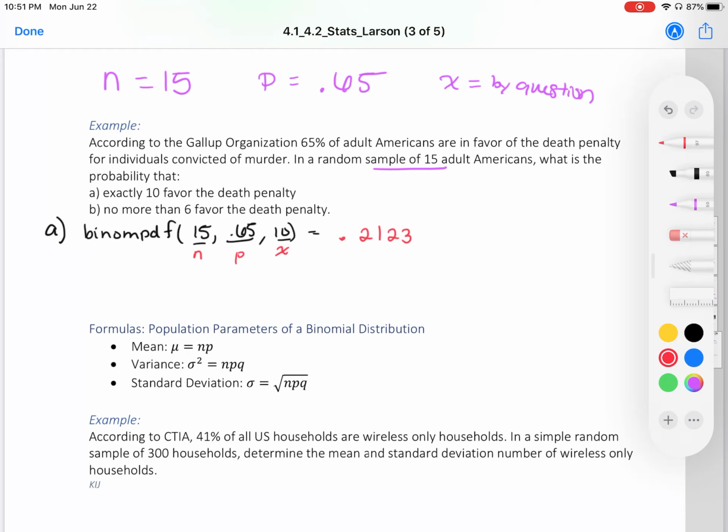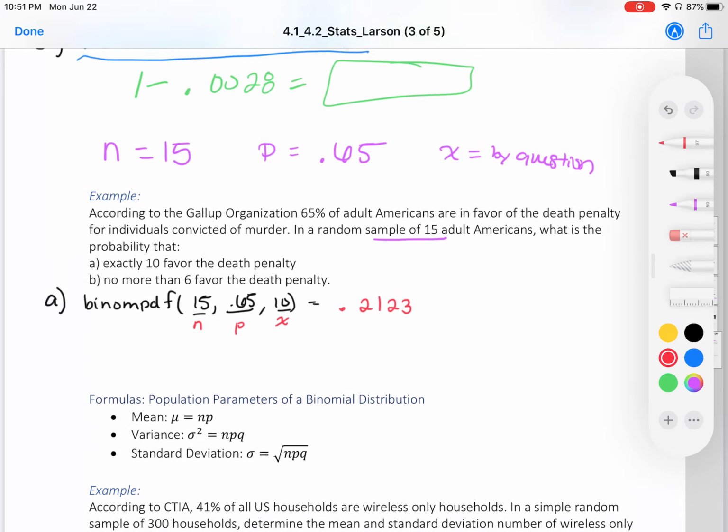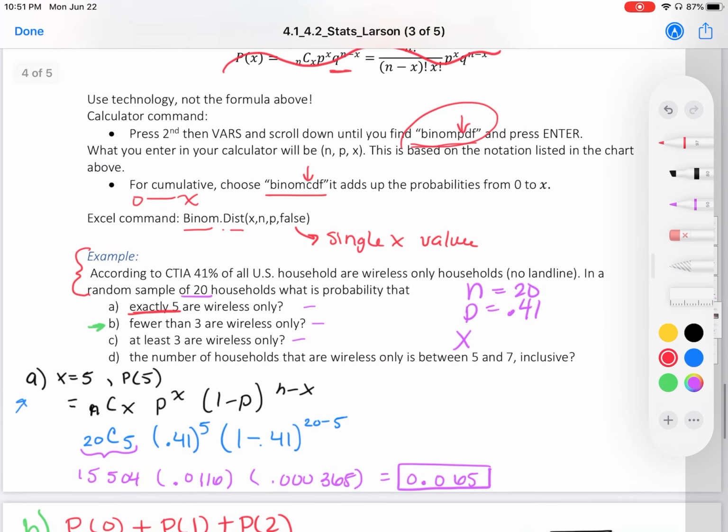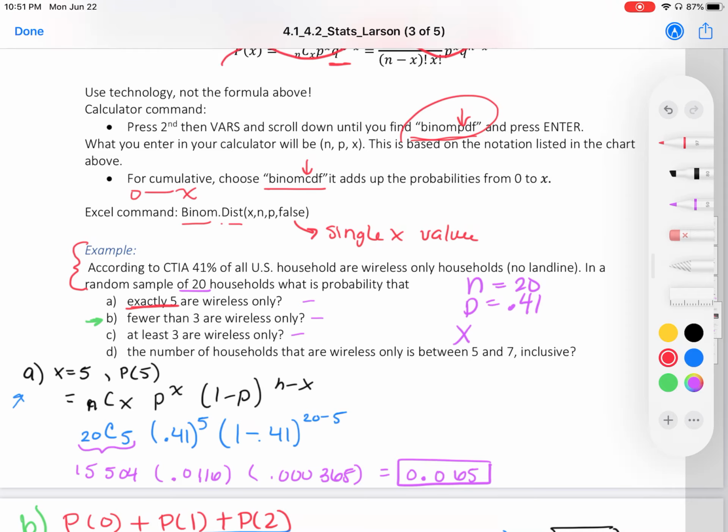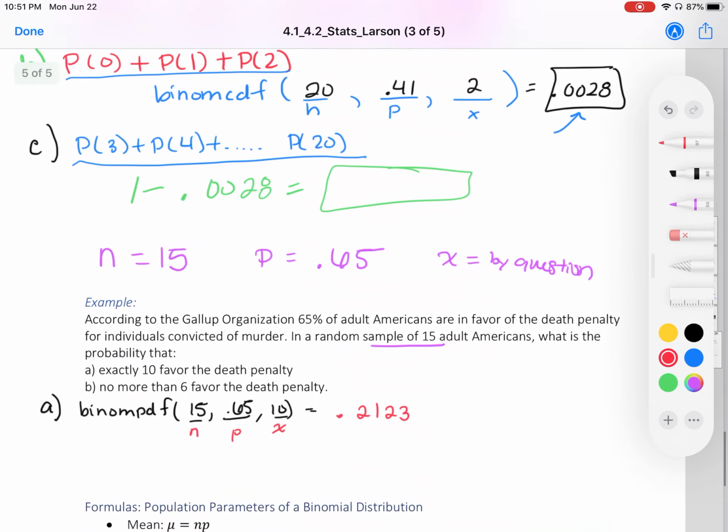0.2123. Now we're using Excel, the same numbers but different orders. So let me go back to find the command. You want your X, which is your number you want to find, your N, which is your total, and P, which is your percent. And then type in false when you want only that one single value.